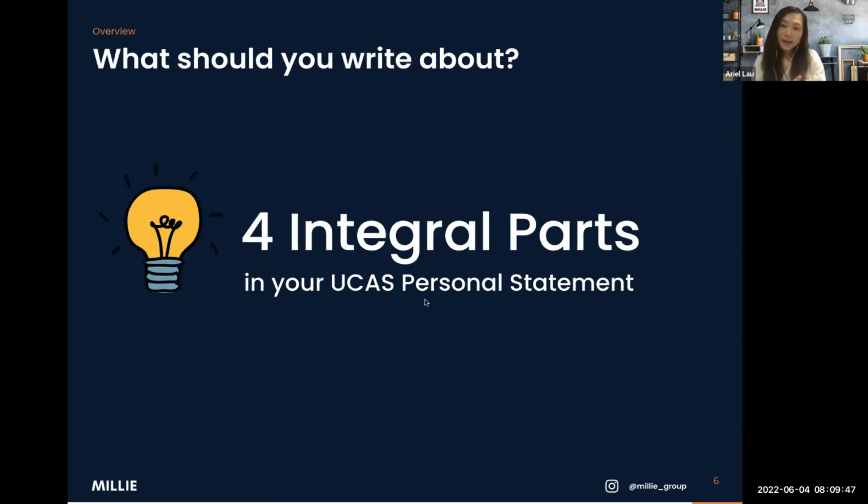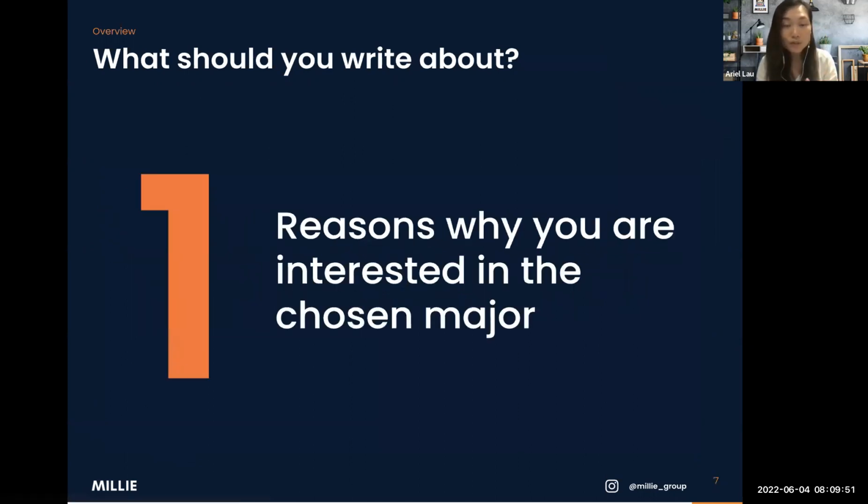So there are 4 integral parts of the questions that you need to answer in your personal statement, with the first one being the reason why you're interested in your chosen major. Arguably, this is the most important question that you should be answering in your essay. That means, what makes you or what sparks your interest in this particular major of your choice.